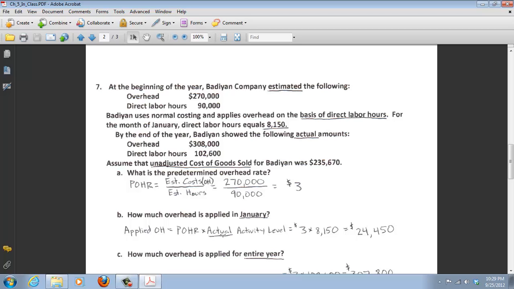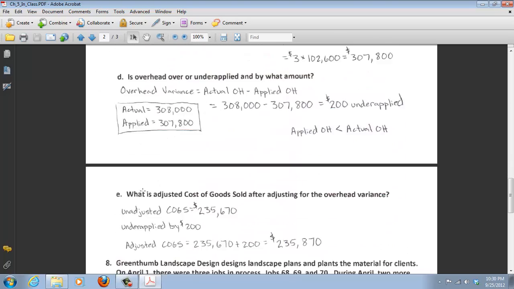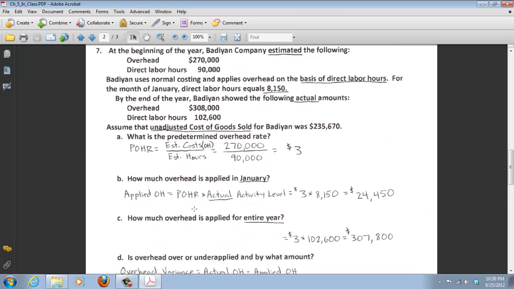Continuing on, next we'll take a look at problem number 7. So with this problem, we are given a whole lot of information. We're told some estimates from the beginning of the year. So these are going to be estimates for the entire period. We're also told some information about the actual direct labor hours for January, 8,150. And we are also told the actual amounts for the end of the year. And based on this, we have A through E, different items that we can calculate out.